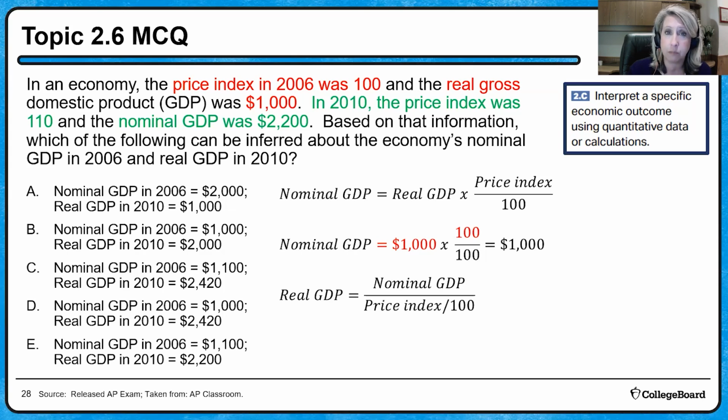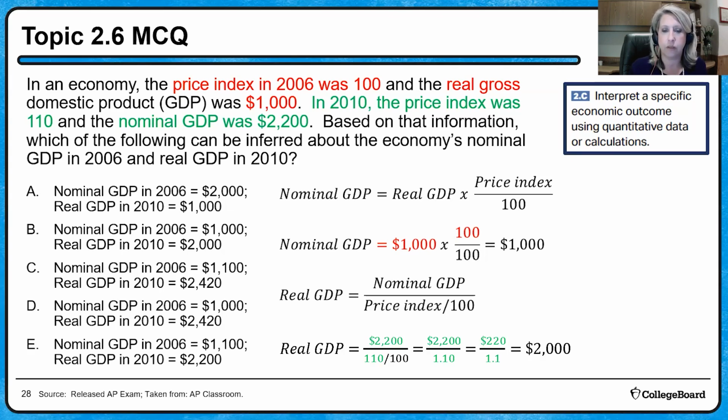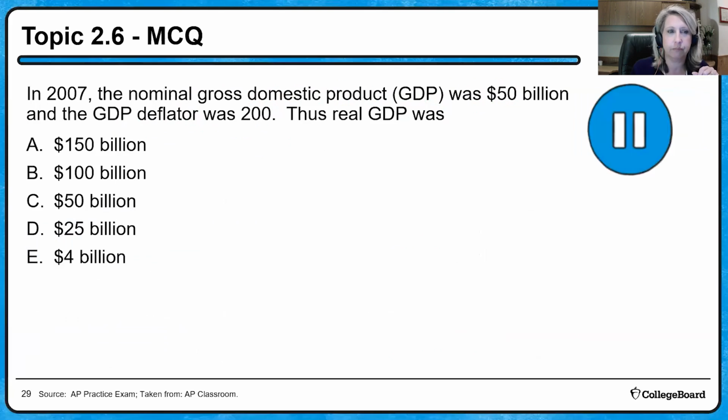Now we're going to use nominal divided by the price index divided by 100. You can do nominal divided by the price index times 100, but I think the arithmetic is easier if I divide the price level by 100 first, and then divide nominal GDP by it. So in this case, we would set up a formula that says 2,200 over 110 divided by 100, which is 2,200 divided by 1.10, and that gives us $2,000. So we had to find nominal GDP for 2006 and real GDP for 2010. We use both versions of our formula, and we find that B is the right answer. Here's another one.